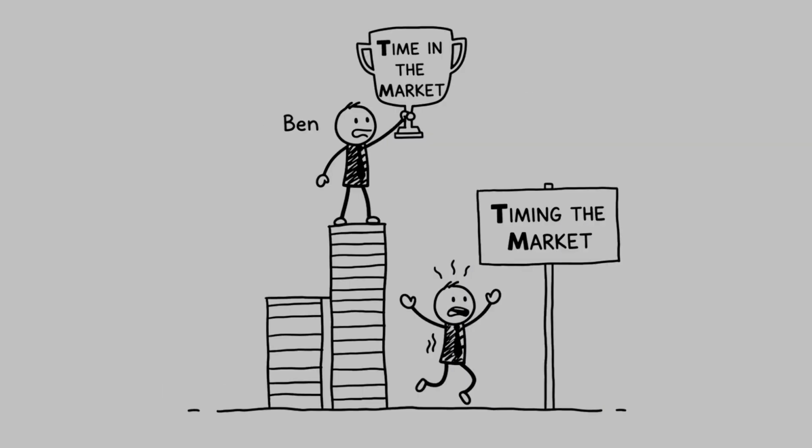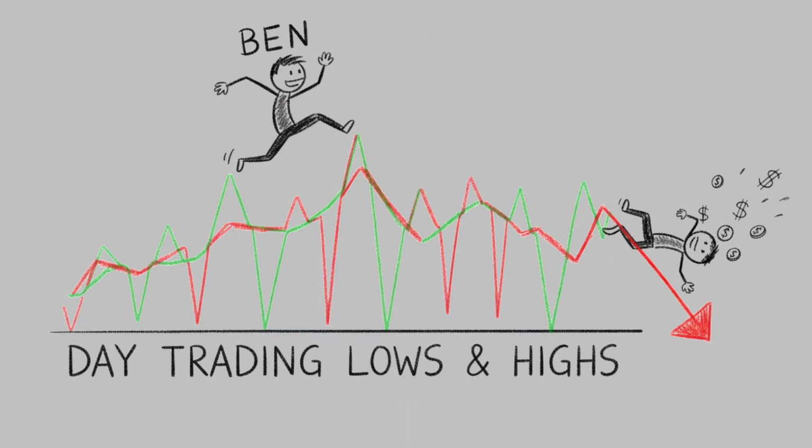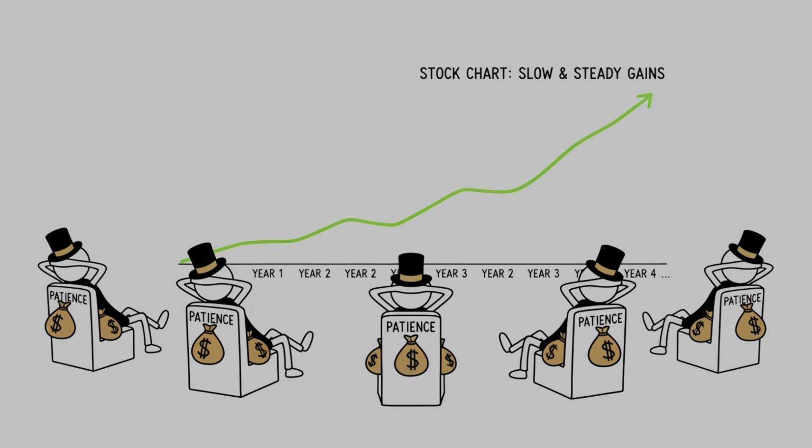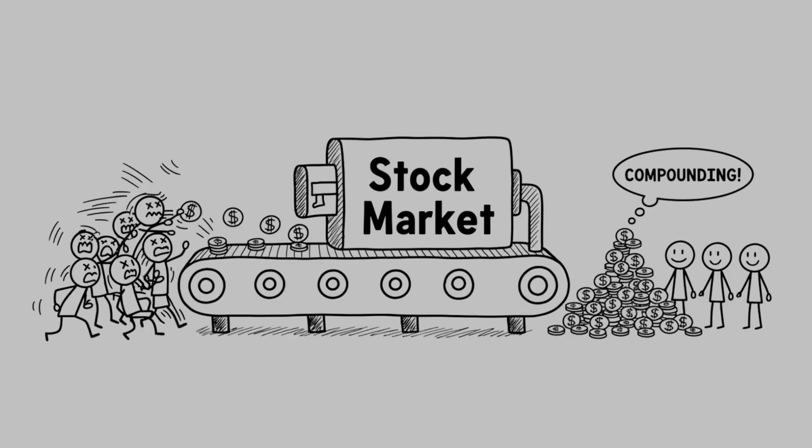The most important lesson Ben learned? Time in the market beats timing the market. Ben tried to day trade the lows and highs. He failed. The wealthiest people on earth don't time the market. They wait. The stock market is a machine designed to transfer wealth from the impatient to the patient.